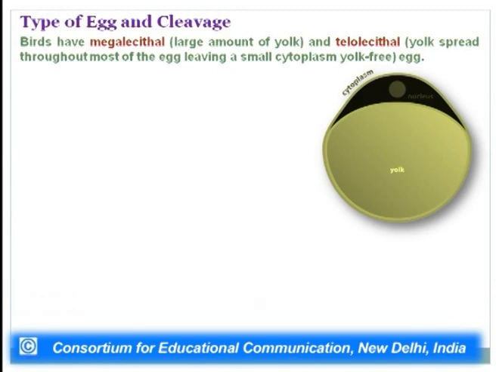This yolk-free cytoplasm region is called the animal pole, and the opposite region is termed the vegetal pole. This is termed the bipolar differentiation, which is also there in the amphibian eggs, which we have discussed.